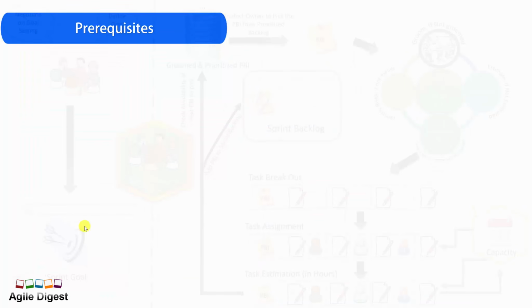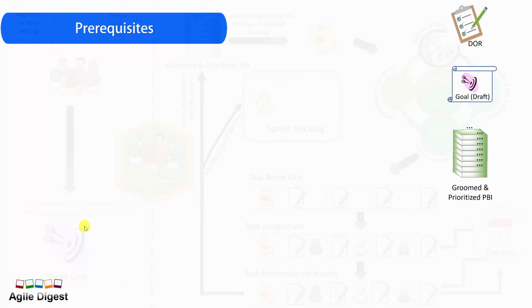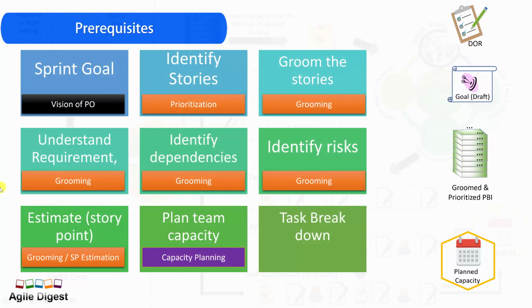Now, as you see that image, what are the prerequisites we had? So the prerequisites we had: a definition of ready, the goal, that's the sprint goal, a groomed and prioritized backlog, and a planned capacity. And what are the activities we had? These are the activities. And how will we have those prerequisites ready?